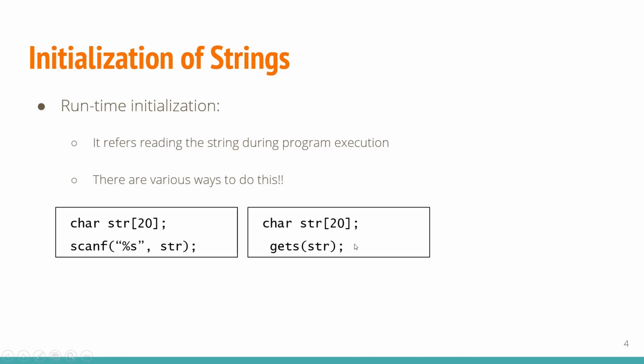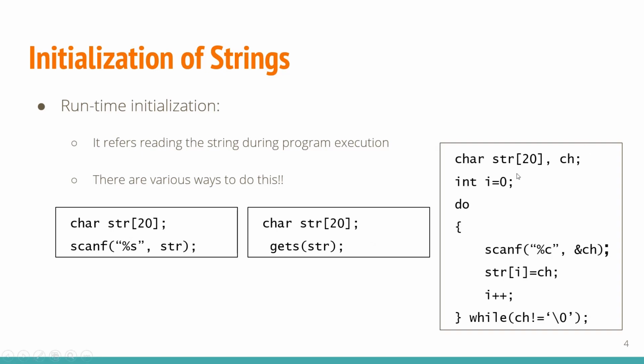We can also read a string as if it is a one-dimensional character array. This is shown in the third code. Here you can see we are storing the individual elements of the string as if it's an array. We have created a string of size 20, and in each iteration of the do while loop, we are reading one character at a time from the keyboard. So I'm using %c with the scanf function to read one character at a time, and that read character I am storing here, and incrementing i because I need to build the array using the index, and checking whether that character is not equal to \0.